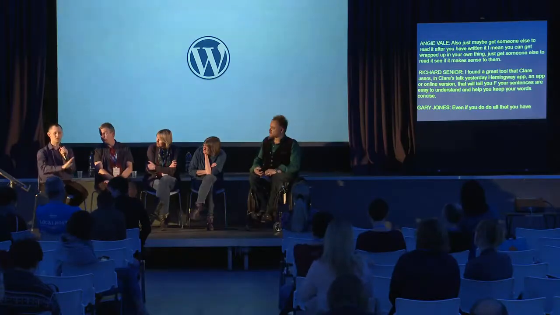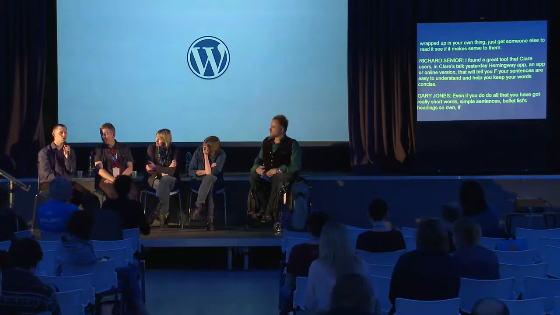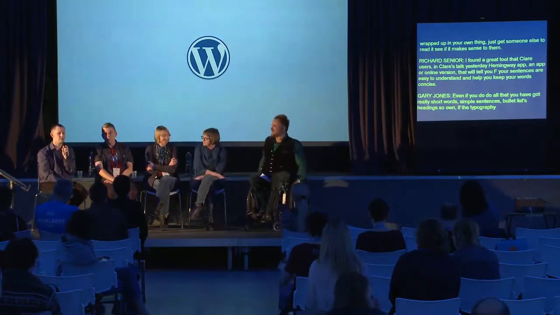And even if you do all that and you've got really short words, simple sentences, bullet lists, headings and so on, if the typography is poor, you may find that dyslexics just can't easily follow. The letters jump around all over the place. If you use all block capital letters, that makes it trickier to follow. If you've got poor color contrast, that can affect dyslexics as well. So it's not just about the content, it's how you present that content, irrespective of everything else that we've talked about today.